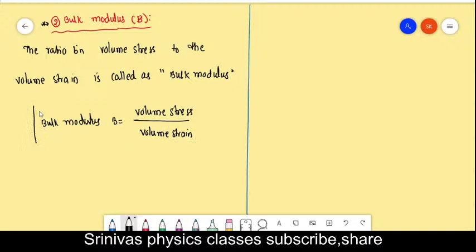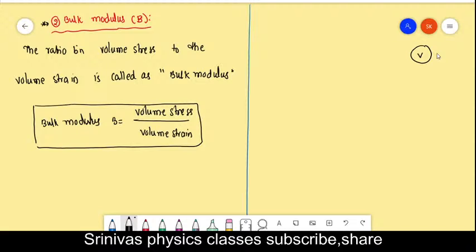Okay, right. What is the volume stress? For example, this is a rubber ball. Its initial volume is V. Now, if we dip the ball in the liquid, what happens? Up to a certain depth h, if we dip, then its volume is decreased. The final volume we can take as V minus delta V.